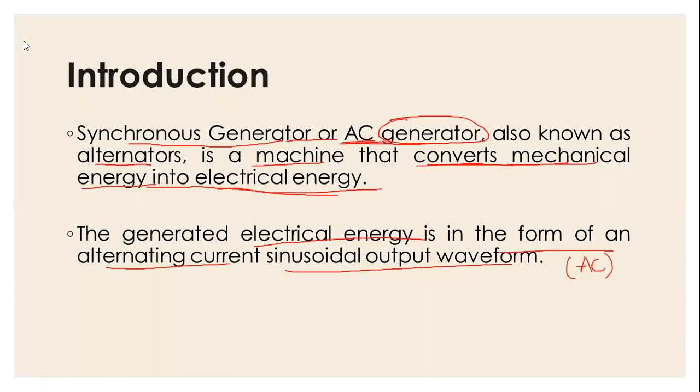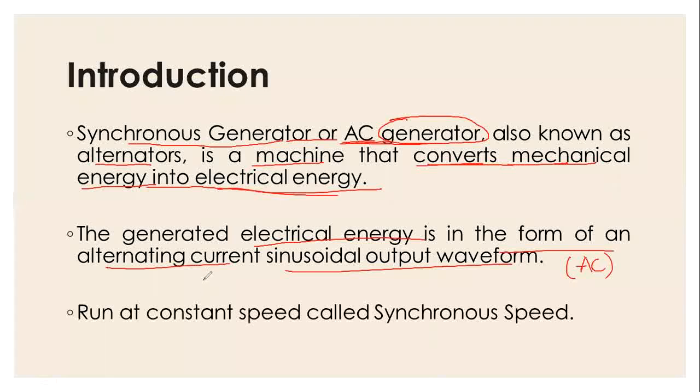Then why are these synchronous generators called synchronous? Because these generators basically run at a constant speed that is called synchronous speed. And that synchronous speed is represented by Ns, whose equation is given as 120 f by P.